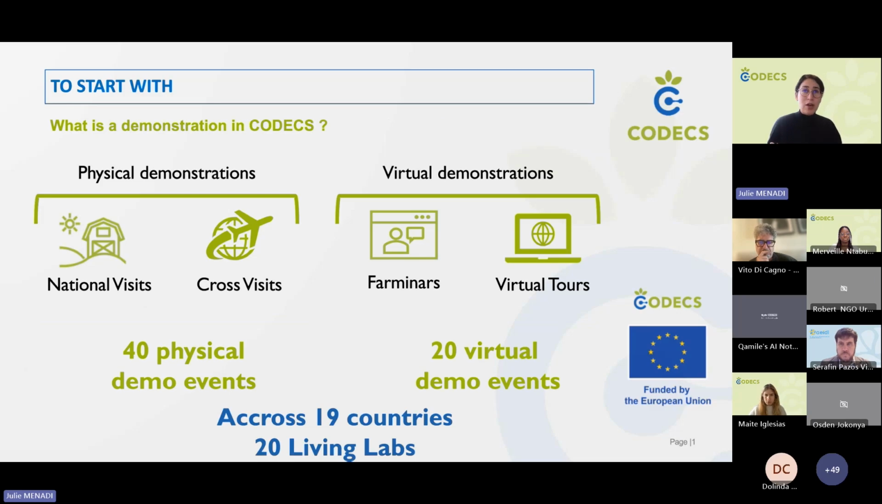In Codex, we have 20 living labs, and I'm sure now with the presentation of Dolinda, you know exactly what a living lab is. They are present across 19 countries, and in total, we are going to have 40 physical demo events and 20 virtual demo events. That's very interesting because it helps us to reach a lot of people and a lot of stakeholders, but also to try and play with different demonstration methods. And that's going to be one of the results of the project, is what are the best practices when it comes to demonstration.